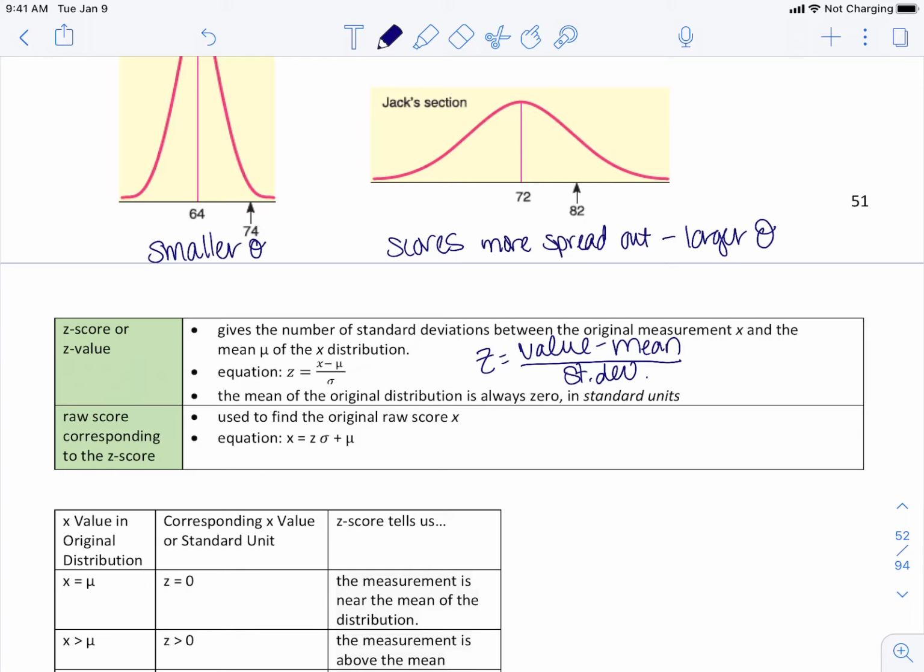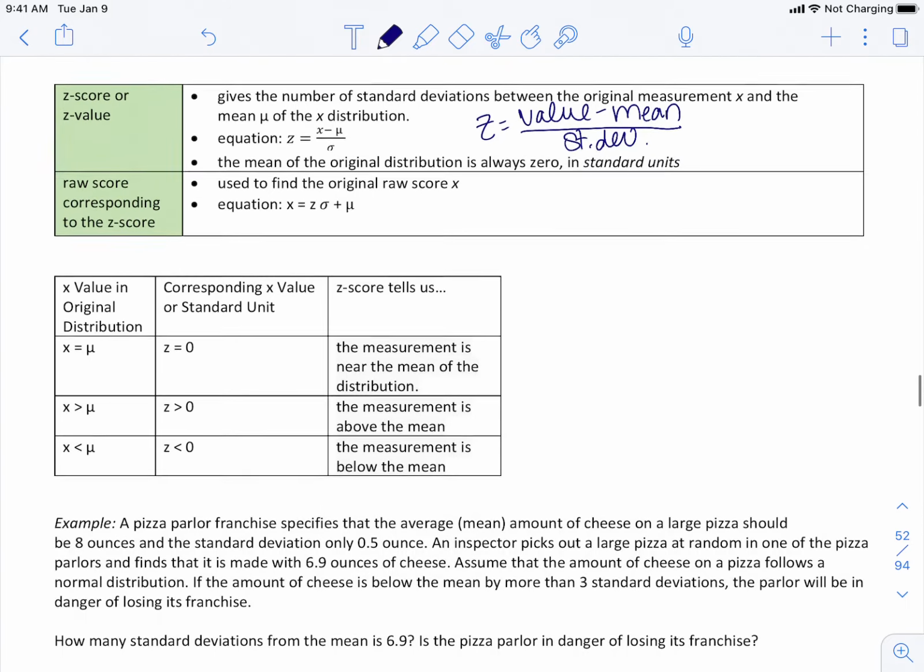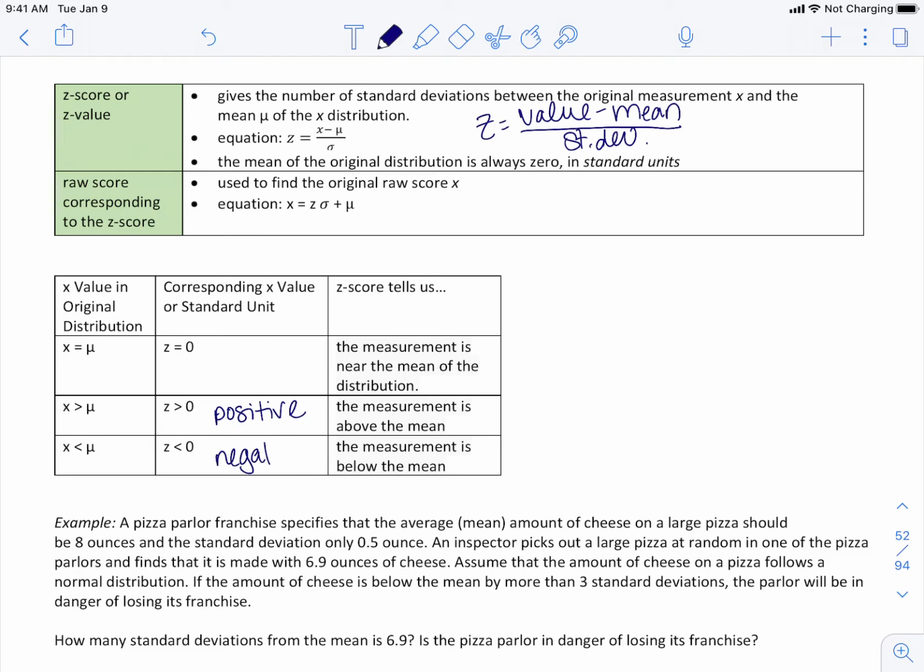The raw score corresponding to the z-score is used to find the original raw score x. Our equation is x equals z times sigma plus mu. You can also just plug it into the z-score formula and use algebra to work backwards. If our x value in the original distribution is equal to mu, then our z value is 0. Our z-score tells us the measurement is at the mean of the distribution. If x is greater than mu, z is greater than 0, meaning it's positive, and the measurement is above the mean. If x is less than mu and z is less than 0, or negative, that means the measurement is below the mean.